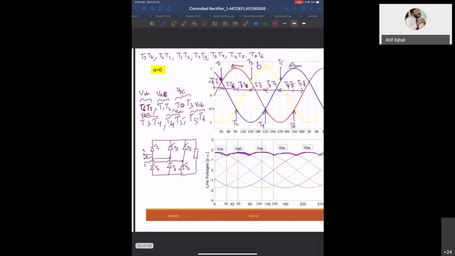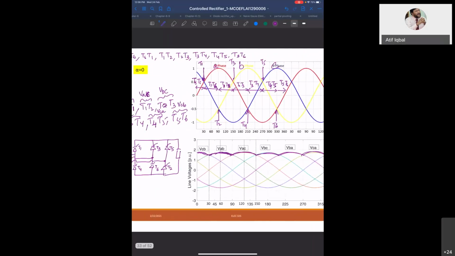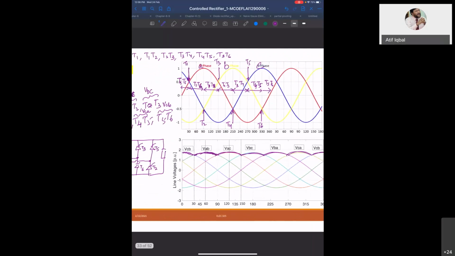So now I will draw first the phase voltage. You can draw this in MATLAB also. I draw phase voltage: VA, VB, and VC.